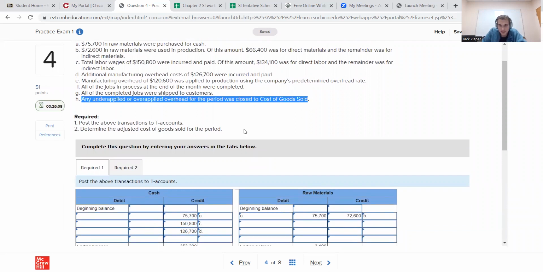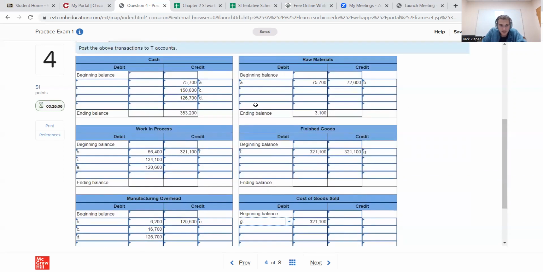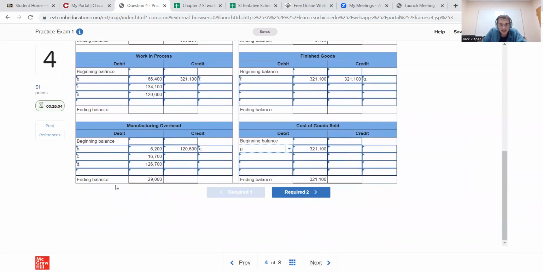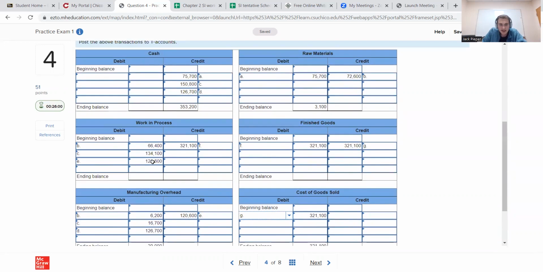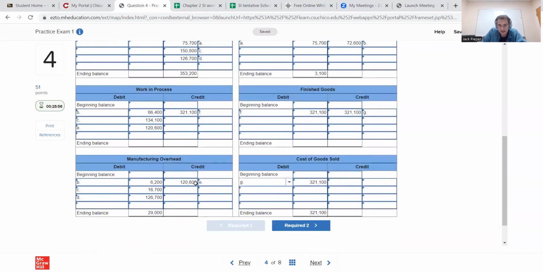It's literally going to be available to you. So you're going to scroll down to your overhead and you're going to say, I had $29,000 of overhead that I never applied to my work in process. And the reason for that is because there was a discrepancy between what we actually paid and the overhead that we assigned to the product, or the overhead we assigned to the work in process using the overhead rate.